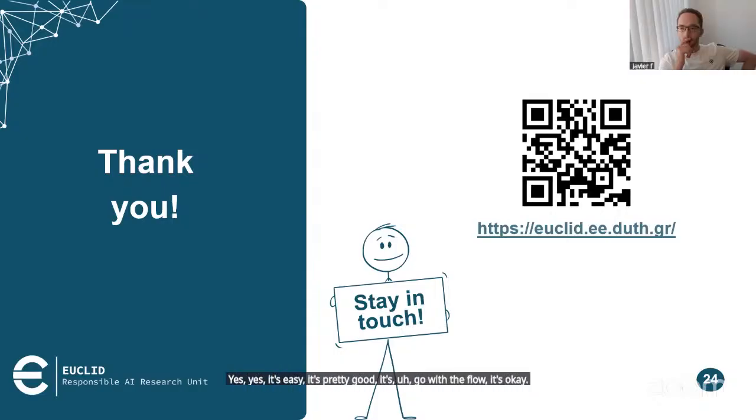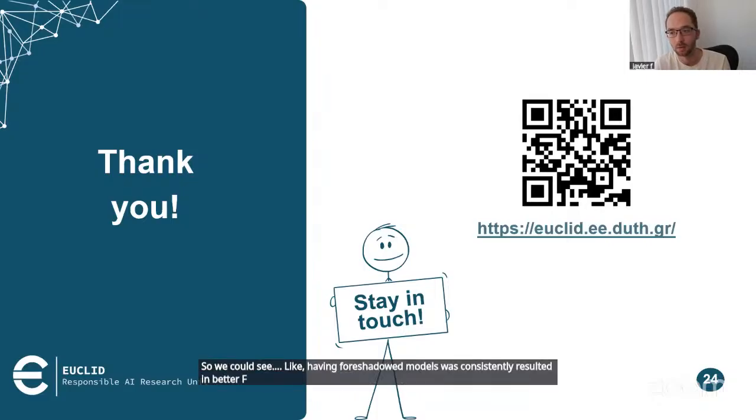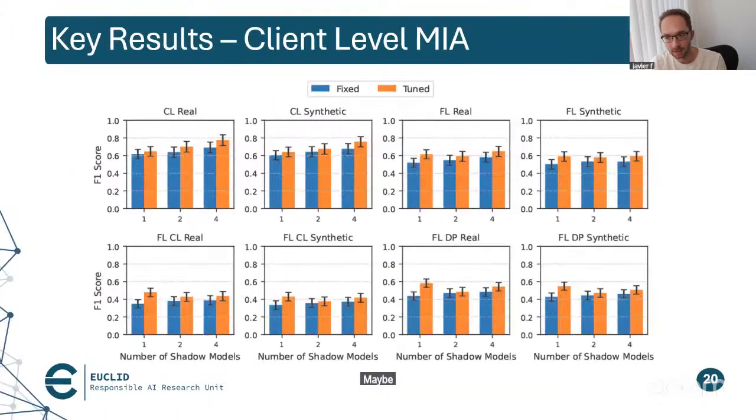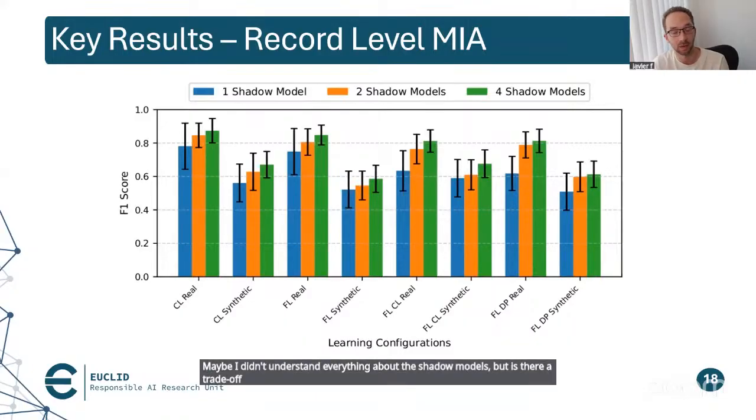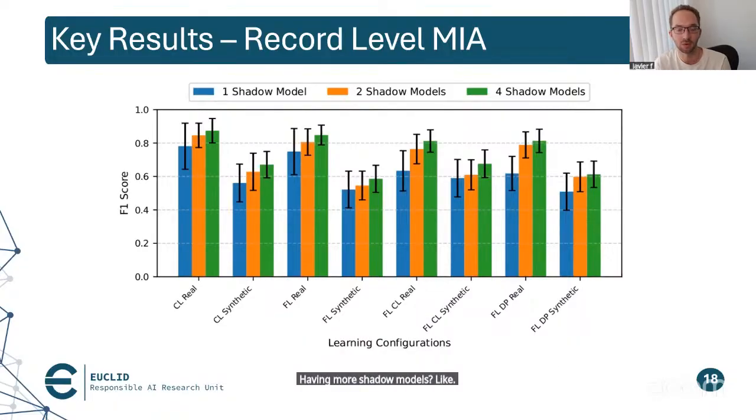Okay, cool. There was one part, Christos, in your results where we could see that having 4 shadow models was consistently resulting in a better F1 score. Maybe I didn't understand everything about the shadow models, but is there a trade-off? Is there a drawback of having more shadow models?